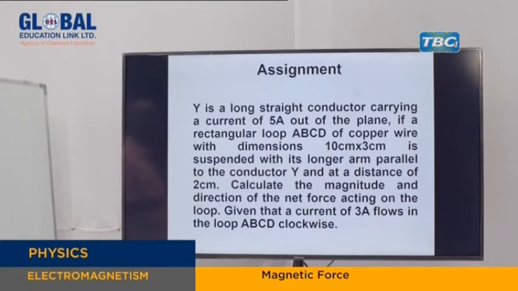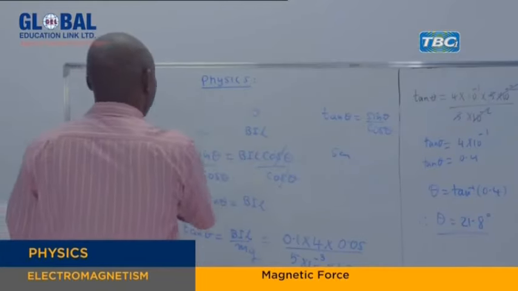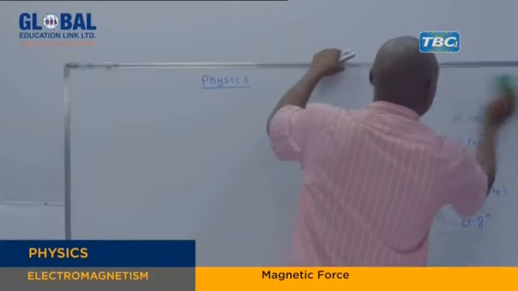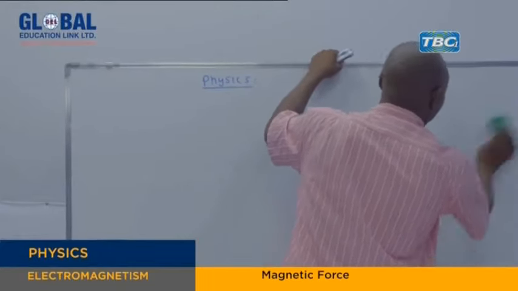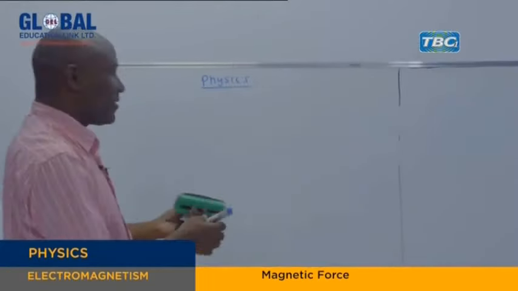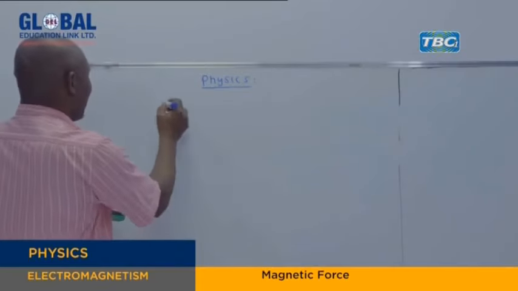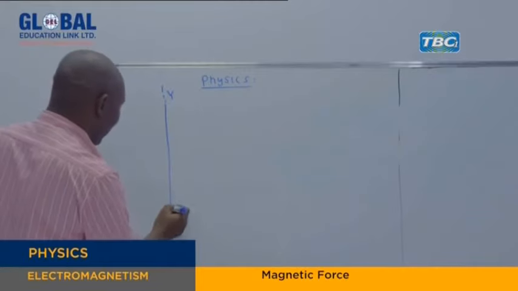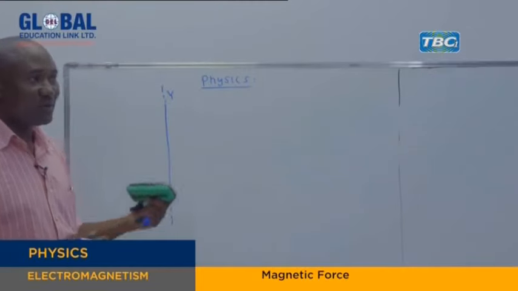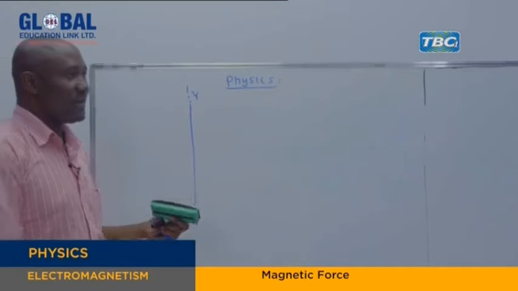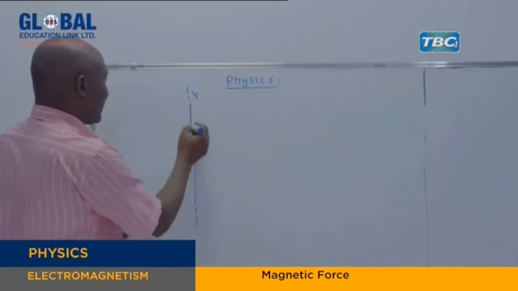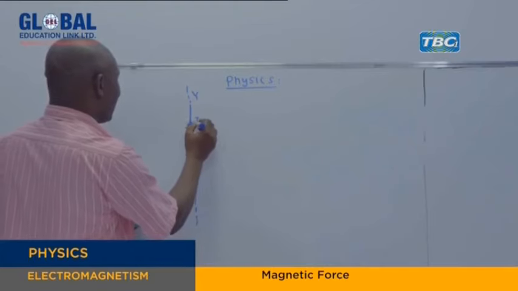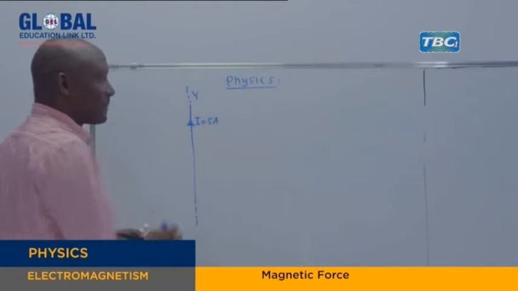So let me give you the hints on how to check and solve those questions, but it's your assignment. If you are given such a question, step number 1, you draw that wire Y. As I told you before, that wire is given as a long straight wire, an infinite wire. It carries a current of 5 out of the plane. So you should indicate the current direction of this wire as 5 ampere.